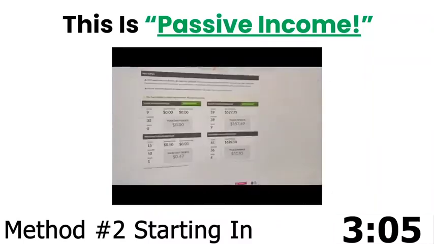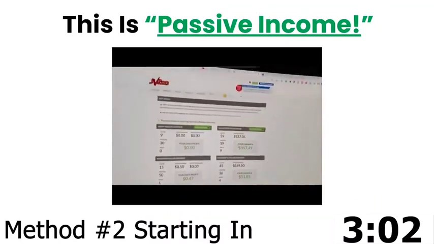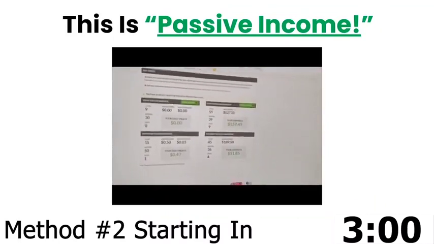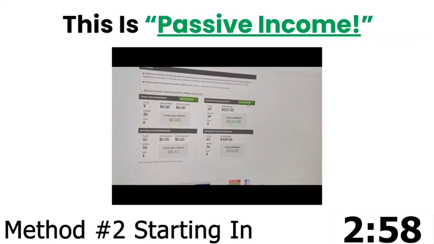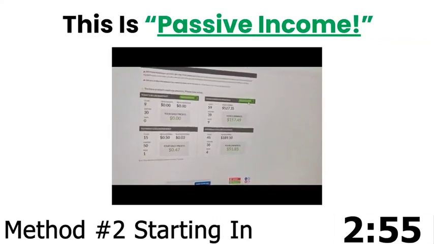And this happens in my other account as well. You see, this is my JVZoo account, right? I've made $157 today. I haven't promoted anything on JVZoo for probably 2 weeks now.